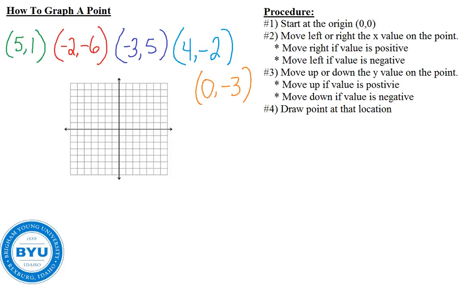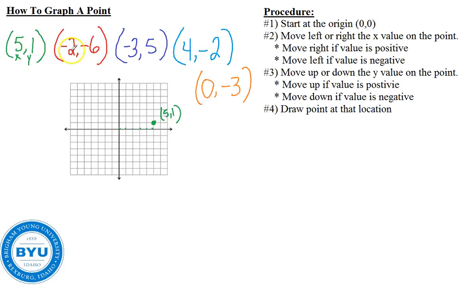I'm going to graph 5, 1. So I'm going to start here at 0, 0, and I'm going to go to the right 5. 1, 2, 3, 4, 5. That's my x value. And then I'm going to go up 1. I went up because it's positive. And that's where I make a point. That's 5, 1.